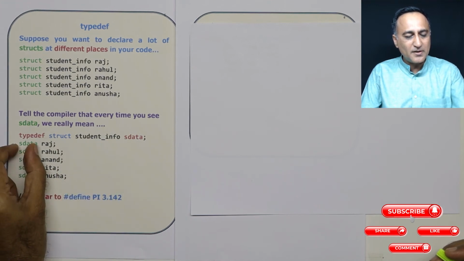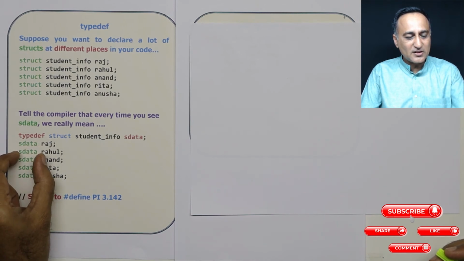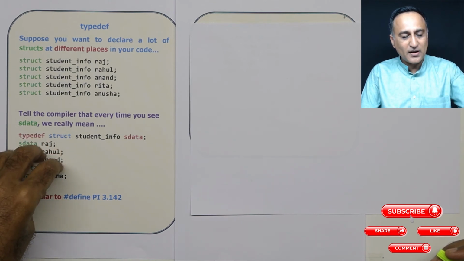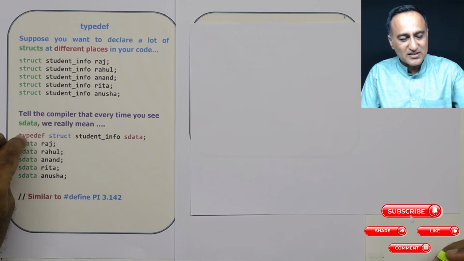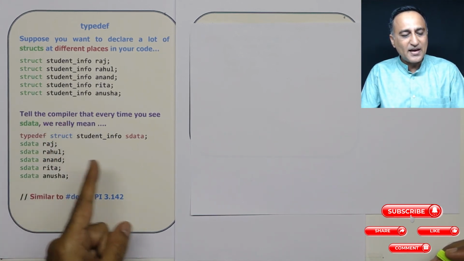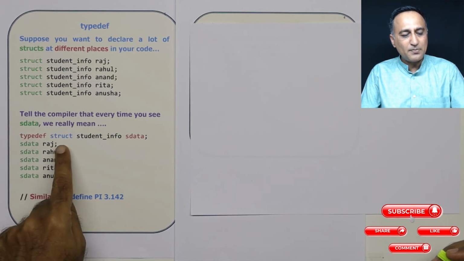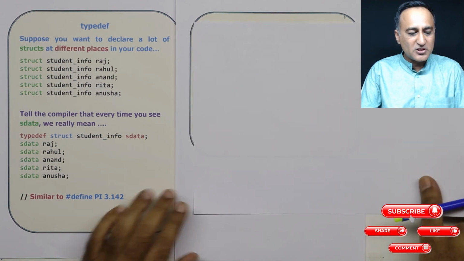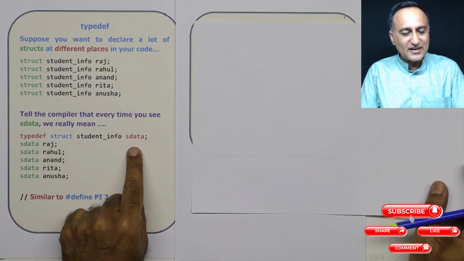So this is going to be replaced everywhere. That is the advantage of having this typedef keyword. All that really means is it tells the compiler every time you see this yes data, replace it with struct student_info. Now this is one way of declaring yes data through typedef.